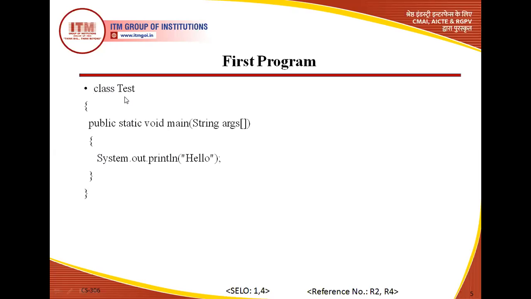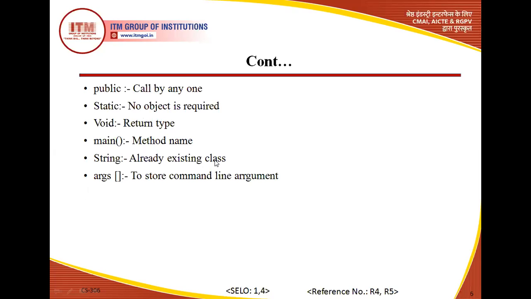Clear? Now here, if we talk about this Test, this is the name of our class. Now we will do an operation over these words: public, static, void, main, String, args. Then we go for the System.out.println. In the place of println, we can also use print. So I will also explain the difference between println and print, and what this hello is. So let's begin with this.